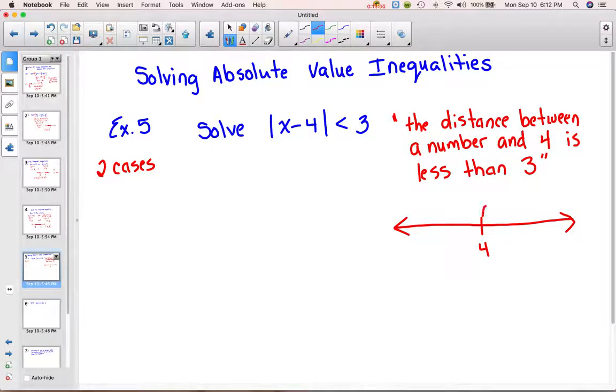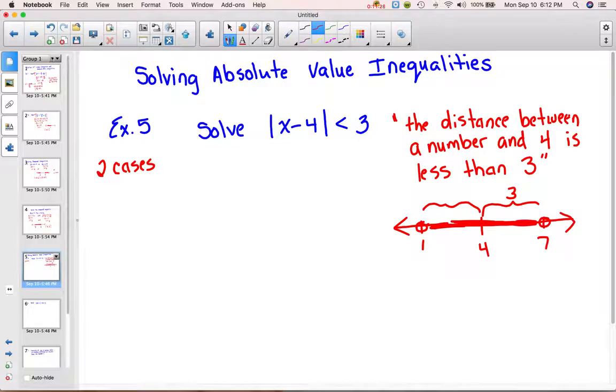All I know is that it could be a distance of 3 this way, or it could be a distance of 3 this way. So here that would put me at 7. Here that would put me at 1. So clearly I can already see my solution since I'm not including it, it has to be less than 3, not less than or equal to. So this has to be my solution.